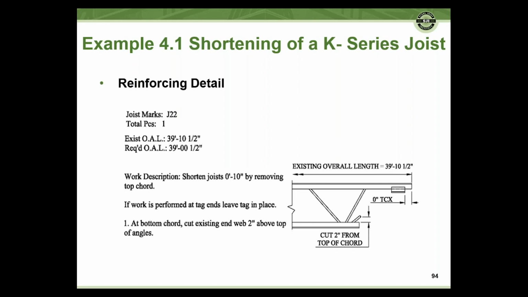So we got our demolition detail, where we have our overall length, our bearing seat. We had 0 TCX here. Typically, I wouldn't do this. I would just take the seat all the way out to the end and just show the bearing seat at the end. But this just shows it in case you happen to have a TCX. So what we're going to do is cut our joist where we need to. We have to cut that end web out, and we're going to have to shorten that joist by removing 10 inches, cutting the bottom chord 2 inches above.